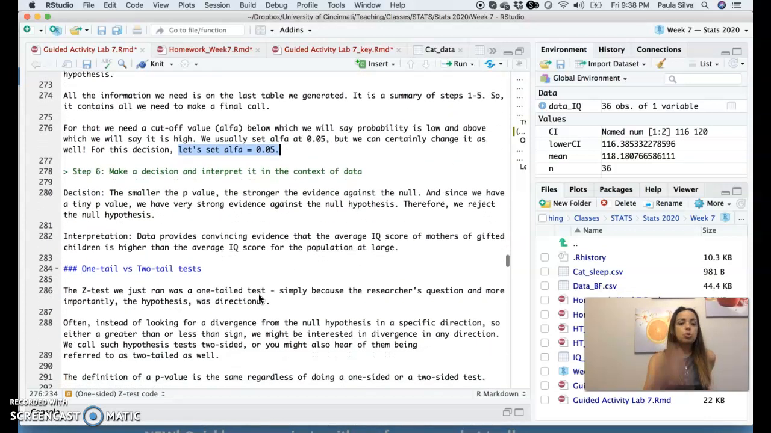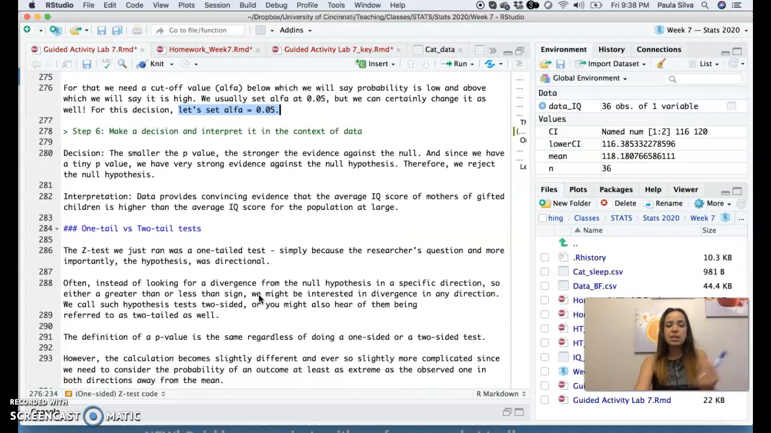Now, step 6 is to make a decision and interpret things in the context of the data. The decision here: the smaller the p-value, the stronger the evidence against the null. And since we have a tiny p-value, we have very strong evidence against the null hypothesis. Therefore, we reject that in favor of the alternative hypothesis. The data provides convincing evidence that the average IQ score of mothers of gifted children is higher than the average IQ score for the population at large.